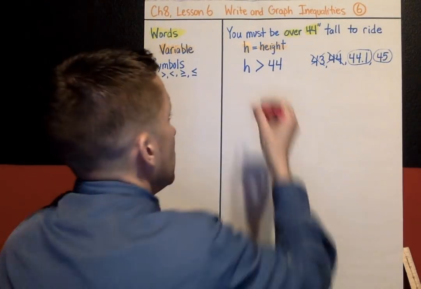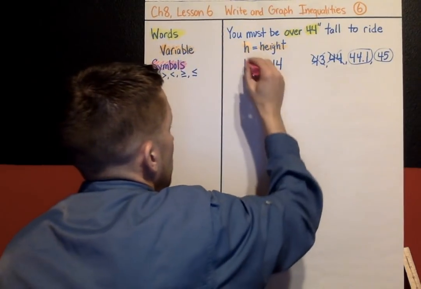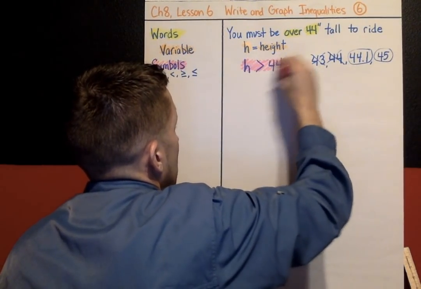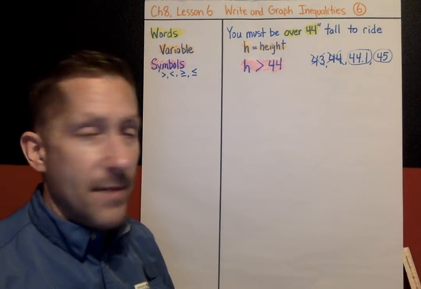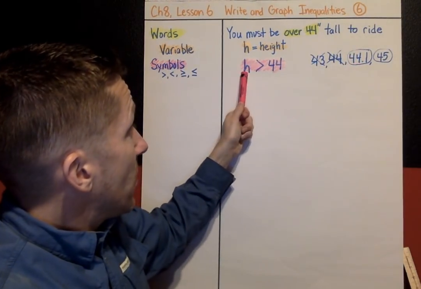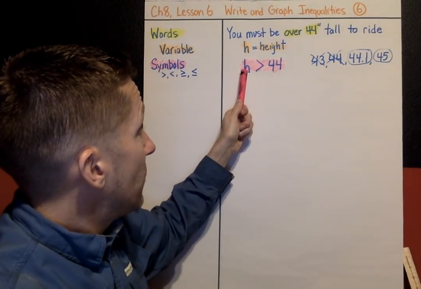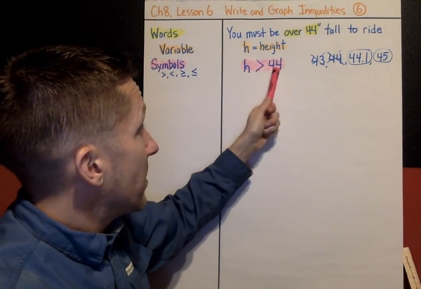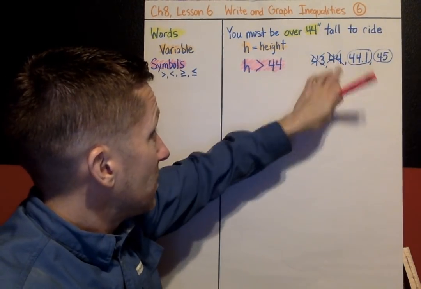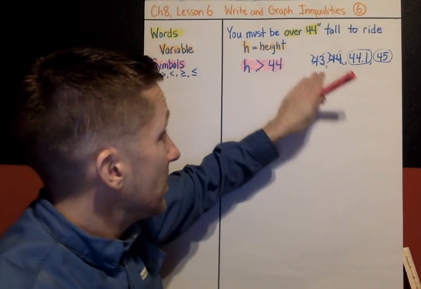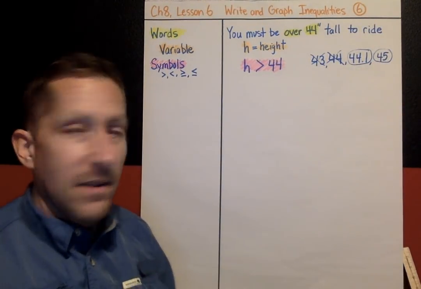Now, once you think you have the inequality written down in math using symbols like this, you then want to go back and test your numbers that you thought about. Put in 44.1 for H. Is that greater than 44? It is. Put in 44. Does that work? Is 44 greater than 44? No. That 44 does not work in here, so it's crossed out. Does 43 work? No, it doesn't. Does 45 work? And everything greater is going to work.